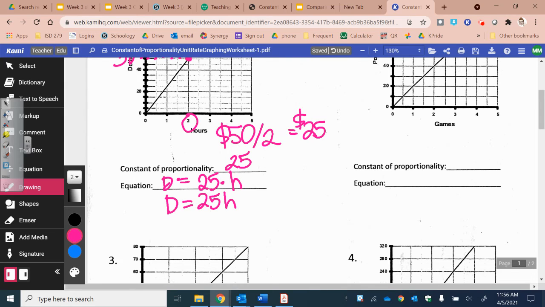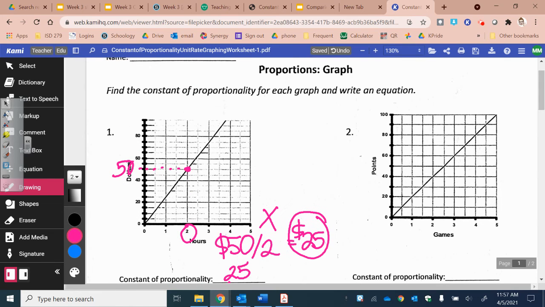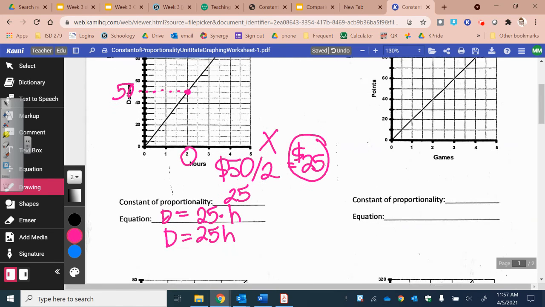So that is our equation for the constant of proportionality, because what we did is we took what was on our y-axis, the dollars, and that equals our unit rate or constant of proportionality times whatever our unit was on the x-axis. So again, this is the x, this is the y.